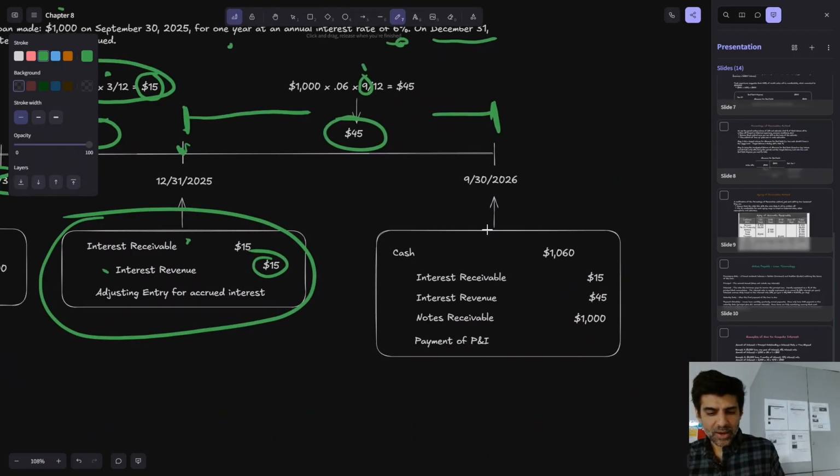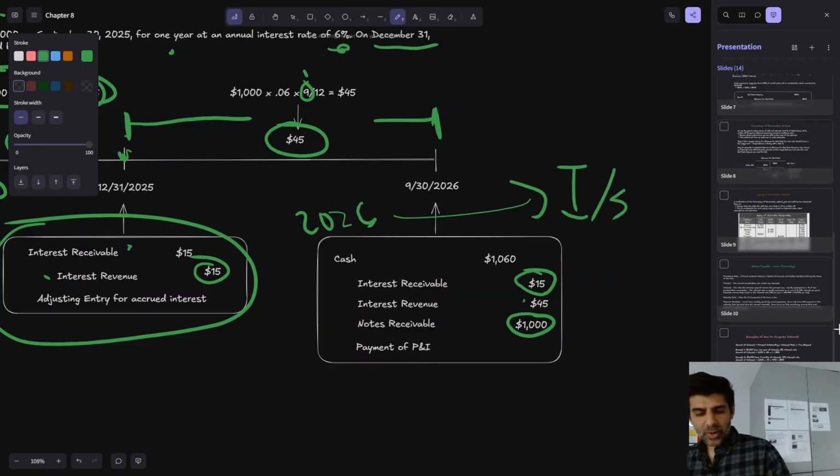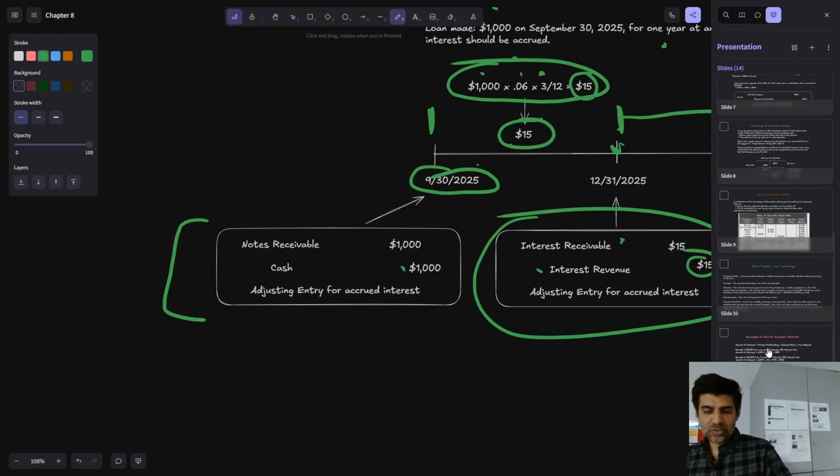And then when they pay us, they're going to pay off the principal. They're going to pay off this receivable that we recorded. And we're going to also have this revenue recorded in this 2026 year. So now in 2026, in the income statement, we're going to have $45 of interest, which is correct, right? In last year, in 2025, we would have shown the $15, which is also correct.